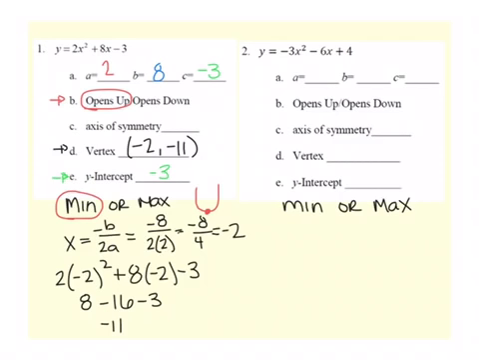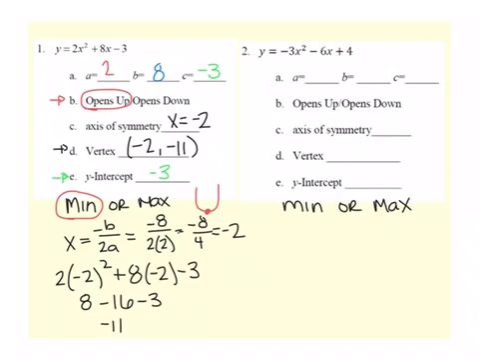So then the only thing we haven't actually finished yet is the axis of symmetry. Remember, our axis of symmetry goes through our x value of our vertex, and it's going to be an x equals equation. So since I know that x is -2, the axis of symmetry is x equals -2.